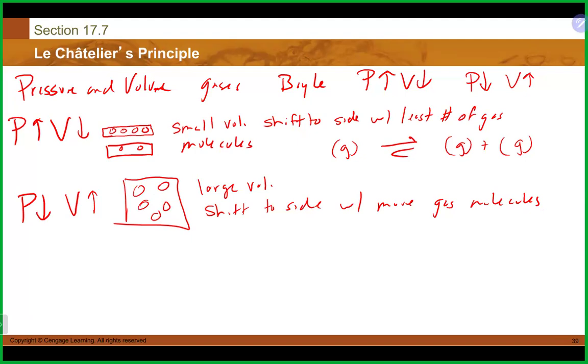Because these are tied together, usually the recommendation is just think about the volume part of it. So again, if you have a small volume, you need less gas molecules. If you have a larger volume, you need more gas molecules to fill it up. Any questions on that there?